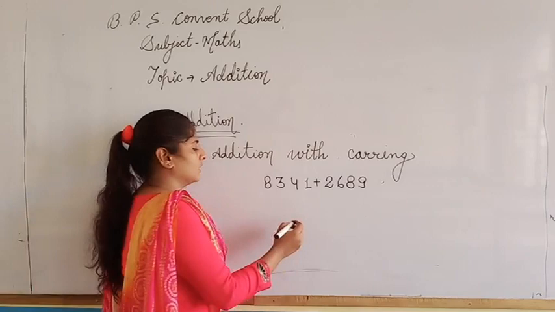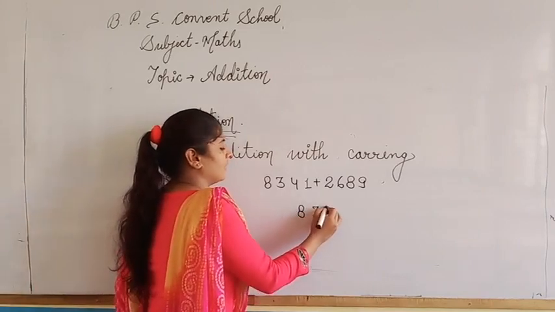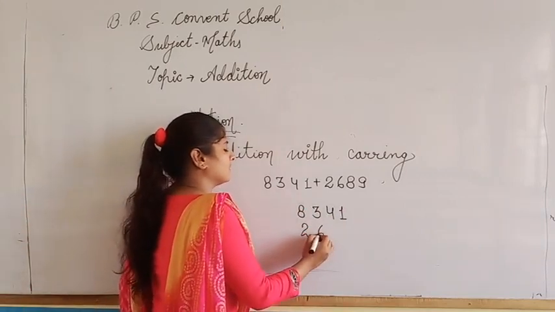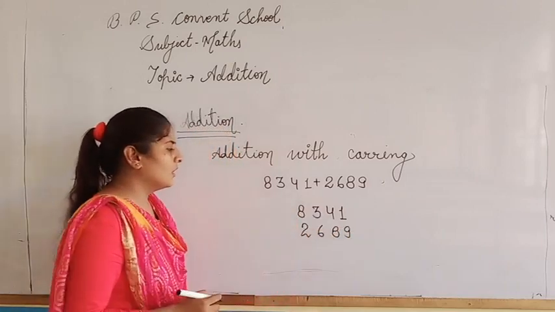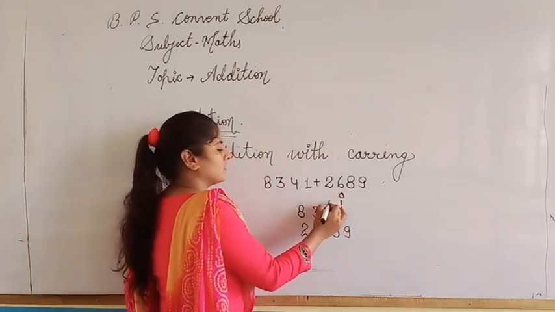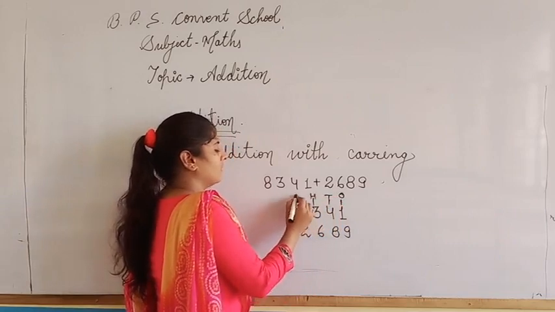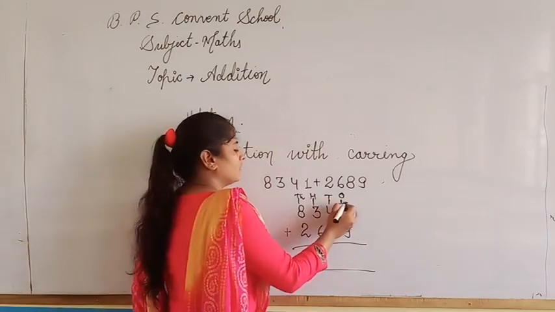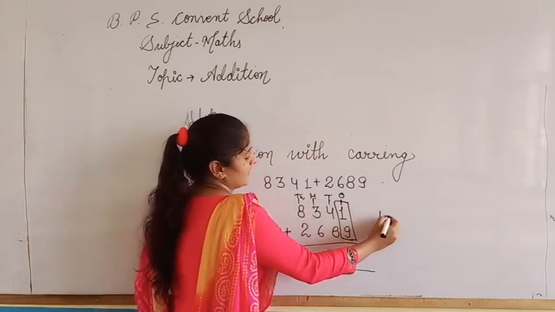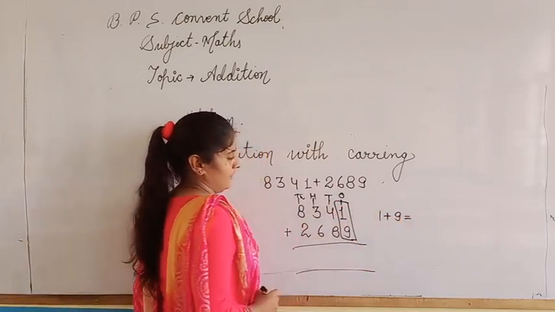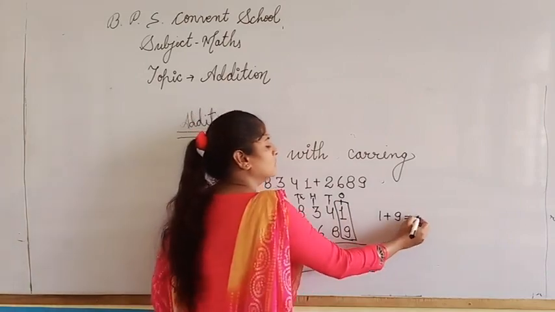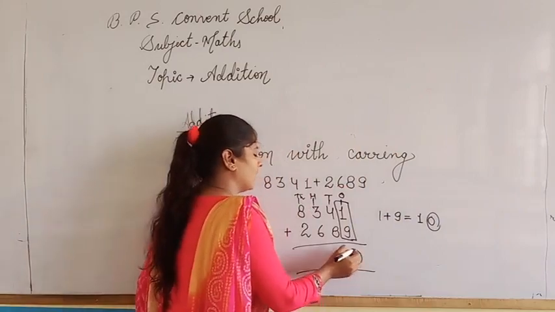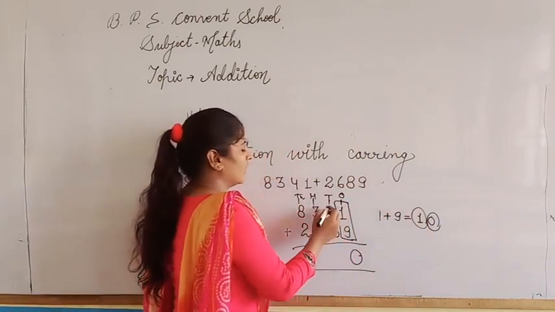First, arrange in columns. 8341. Next digit is 2689. Now write the places: ones, tens, hundred and thousand. Side, and next over the 4.